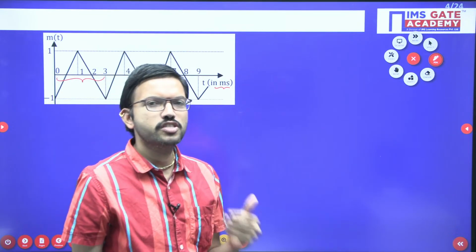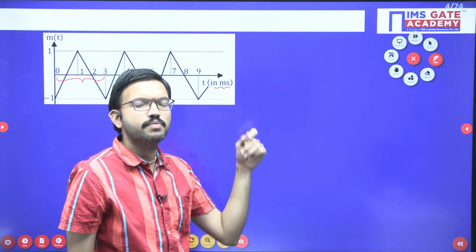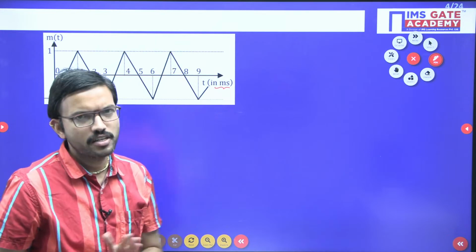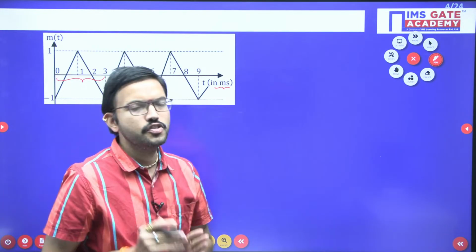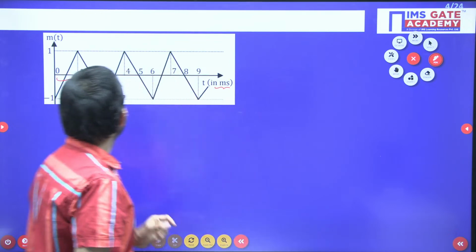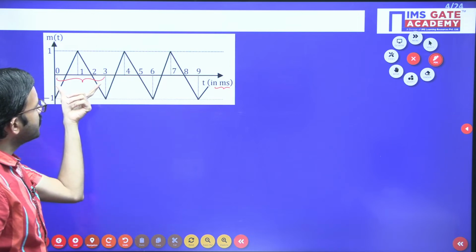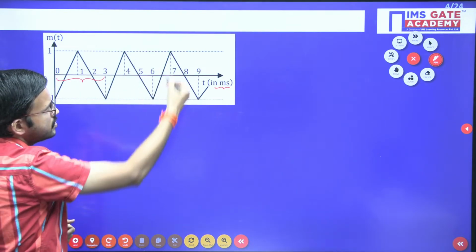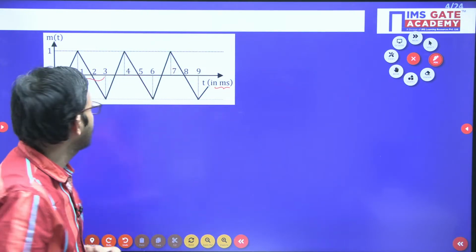But sometimes students make a silly mistake here. Here they have given milliseconds, but if you mistakenly consider it simply as seconds, you may get a wrong answer, right? So you have to take care about the units, and the order of the units is also very important. Here from 0 to 3 milliseconds, the same waveform is repeating, so that means it is a periodic waveform.